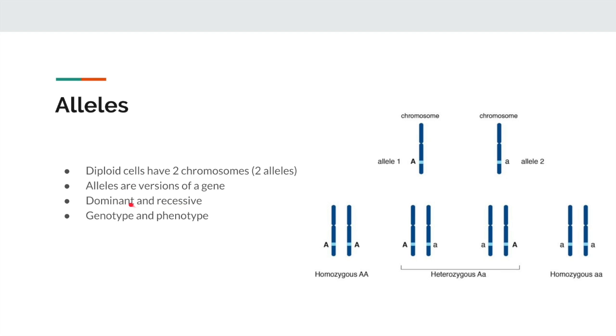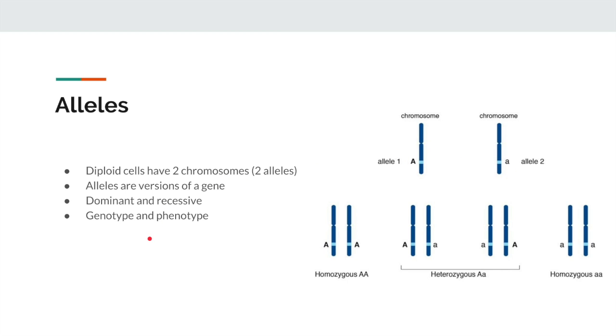And a dominant allele is one that will show. So let's say you have a dominant and a recessive allele. The dominant one is the one that's going to be expressed and that you're going to show externally. So in that case, let's say dark hair was dominant over lighter hair, your dark hair would show.